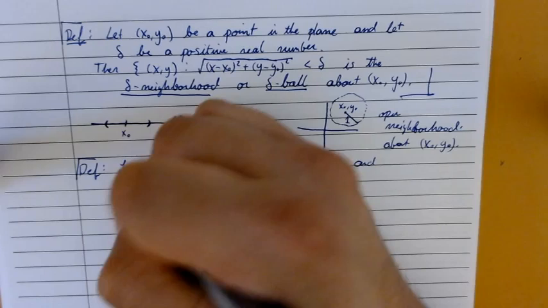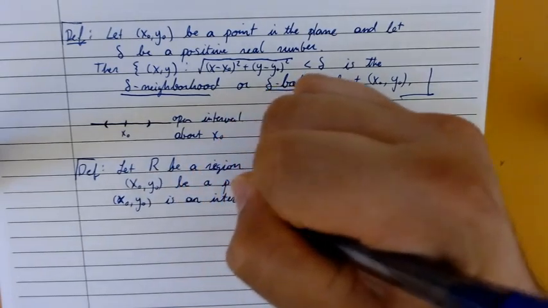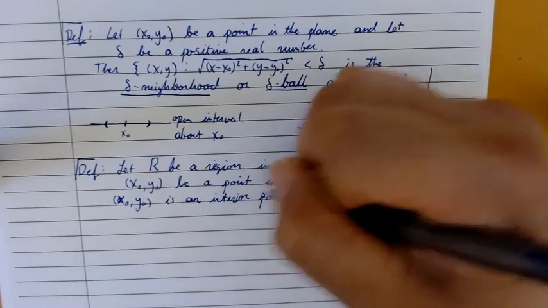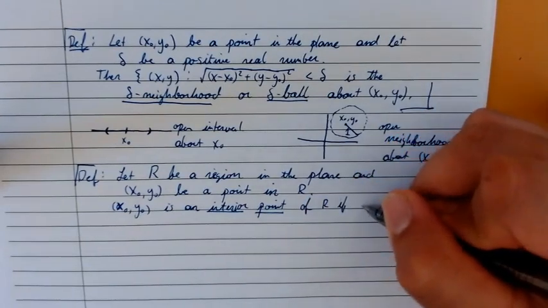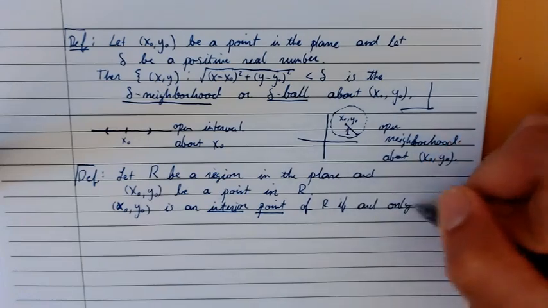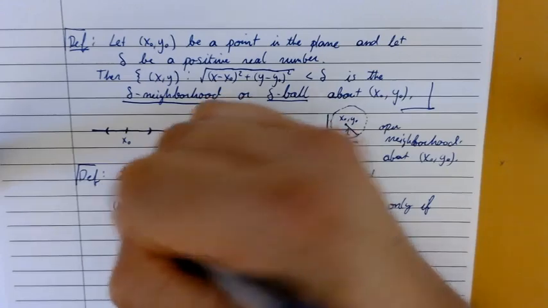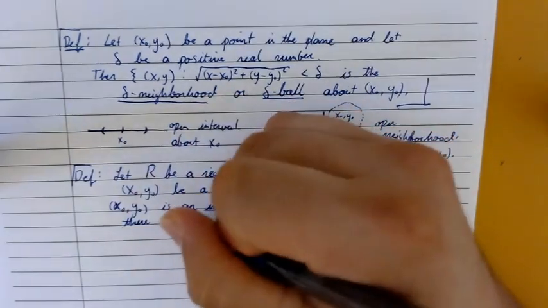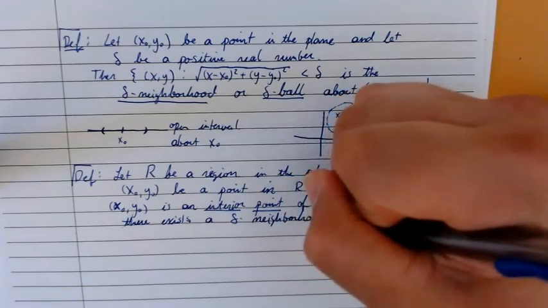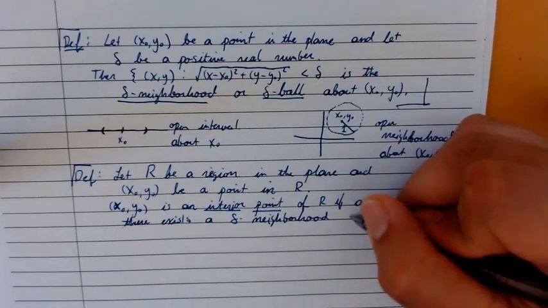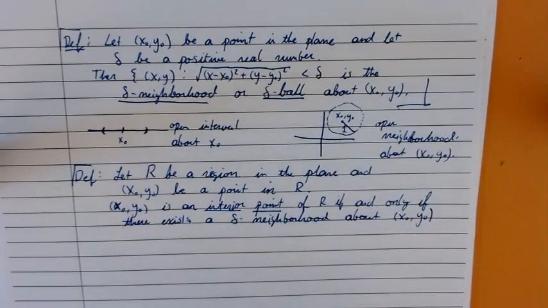X naught comma y naught is called an interior point of the region R, if and only if there exists a delta neighborhood, one of these things up here, about the point x naught comma y naught that is contained entirely in R.